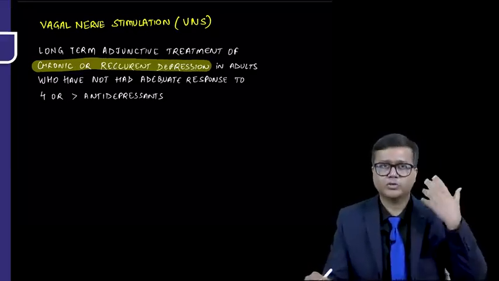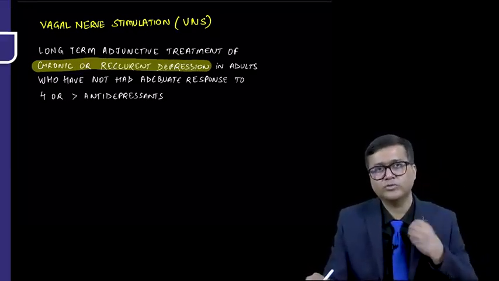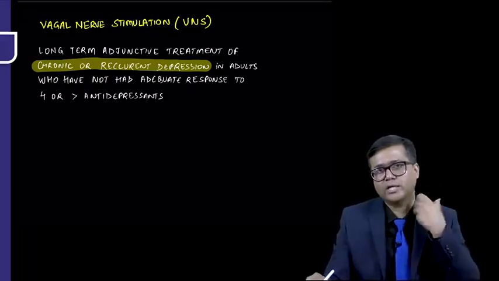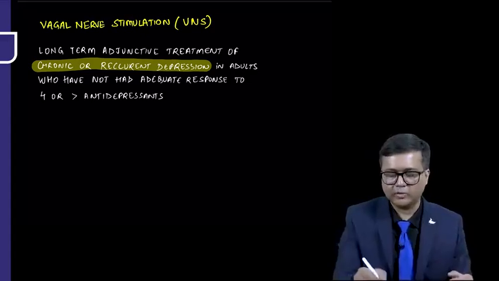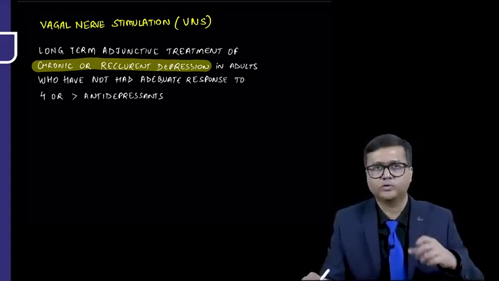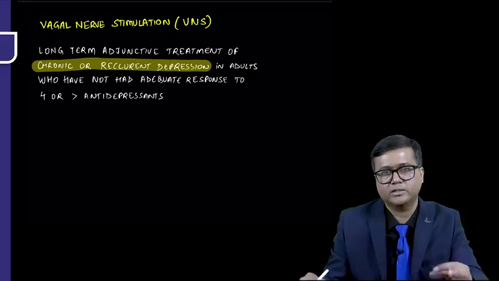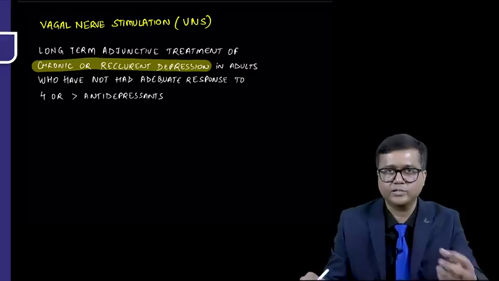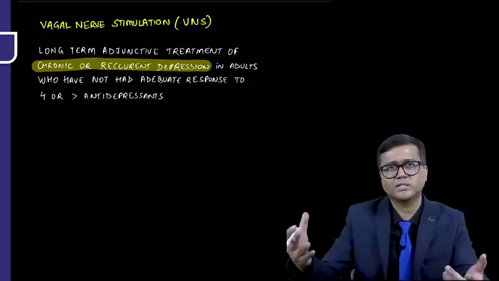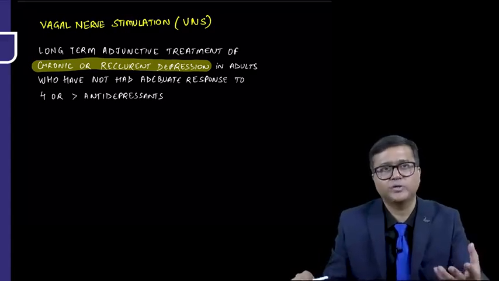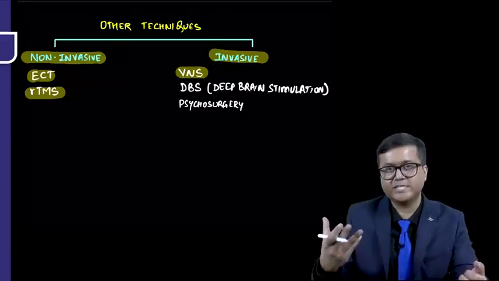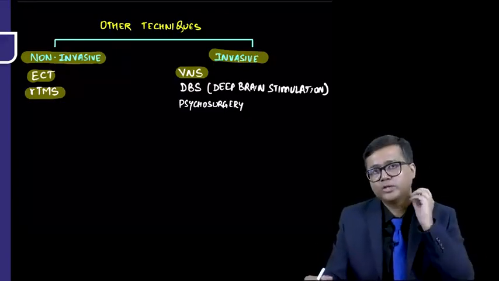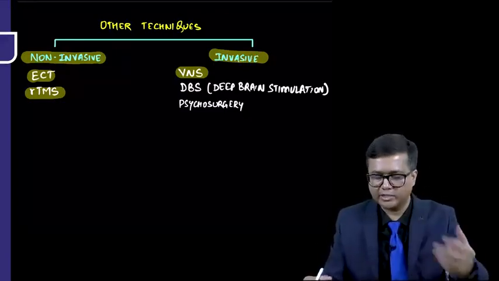Again, in depression, we know that there is a decrease in serotonin. So we are stimulating the serotonergic areas of the brain, and it is used in adults who have not had an adequate response to 4 or more antidepressants. Currently, the FDA establishes the use of VNS for this one condition. So basically, in treatment-resistant depression, we may use vagus nerve stimulation. This is one of the invasive procedures, so you have to do a surgery-type procedure.